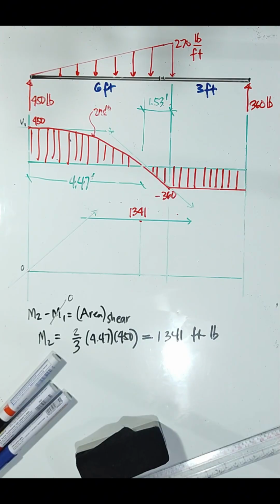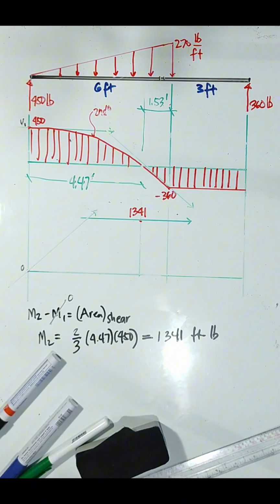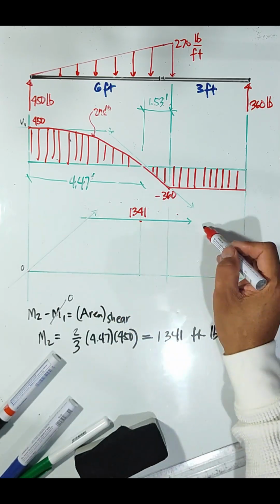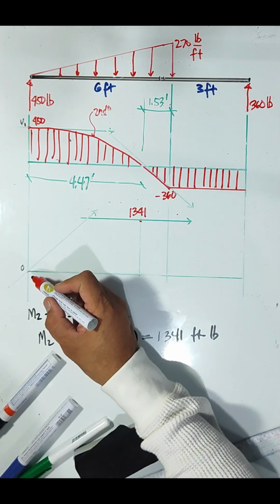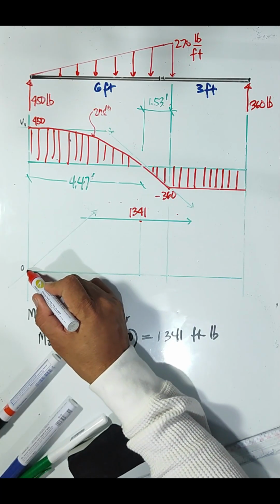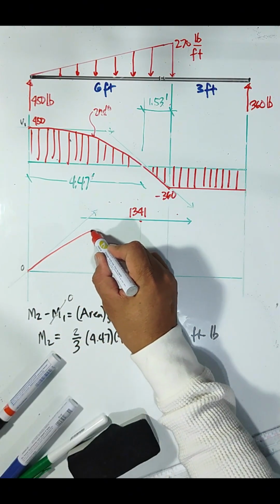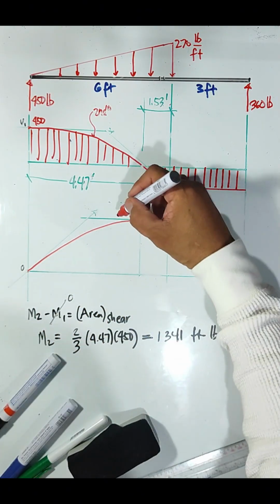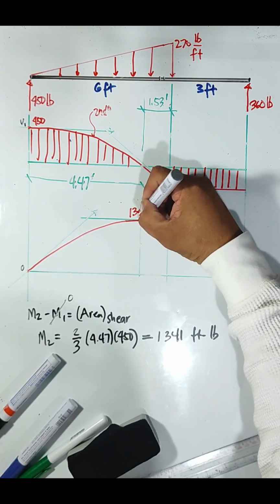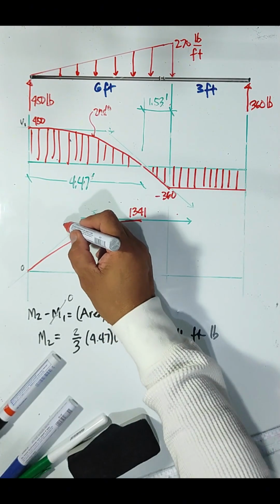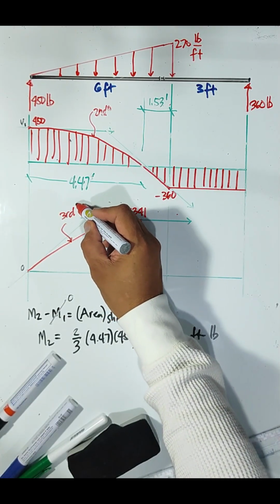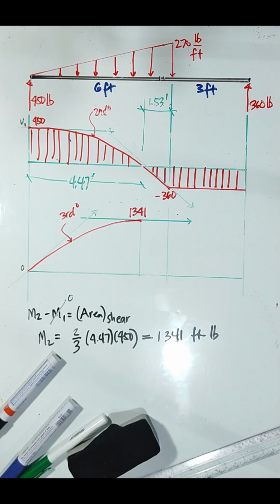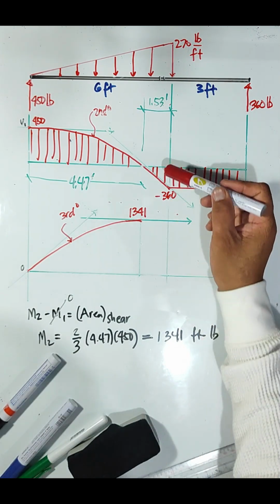Okay. If we are going to connect these 2 points, considering these are the tangent lines of these points on the curve, then our curve will look like this. So this is now second degree. This is third degree. Okay, next we are going to solve for this area.